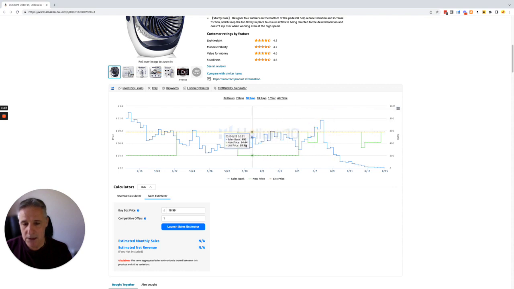You can see that the actual price they're selling for, $14.44, ties in with what we saw on the other free tool, $16.99. Now you can see here that the sales rank fluctuates quite dramatically, and it comes right down to 12 as it is now.